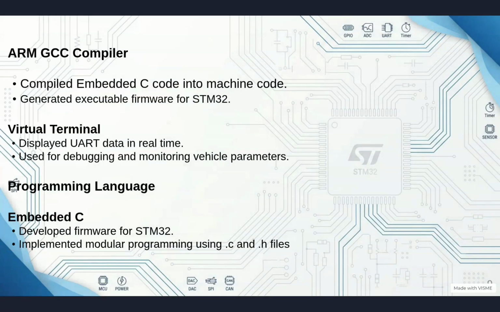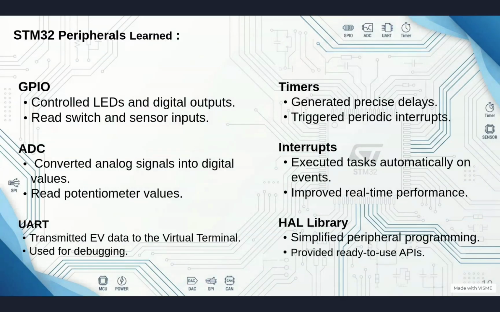ARM GCC compiler: it compiles embedded C code into machine code and generates executable firmware for STM32. We also ran the virtual terminal to display the UART data in real time, used for debugging and monitoring the vehicle parameters. And in programming language, we learned embedded C developed for STM32, and implemented modular programming using .c and .h files. And these are the things we learned.